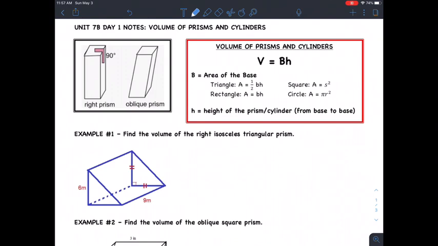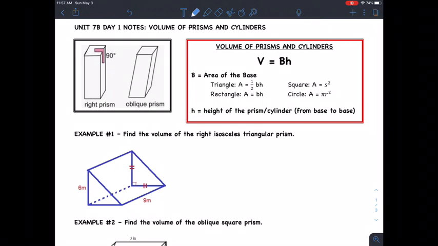Okay guys, for the last half of Unit 7, we're going to be covering volume. You've done volume before. About the only new thing you might see is that you might have a base that's one of those regular polygons like the equilateral triangle or your pentagon, hexagon, octagon, things of that nature. So our formulas haven't changed.